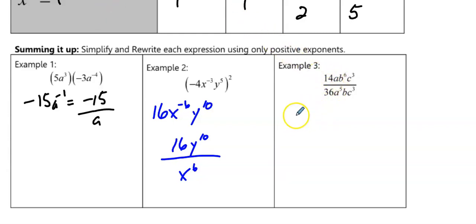14 over 36 will reduce to 7 over 18. I have more a's on the bottom, so we're going to go a to the 4th. More b's up top, so b to the 5th, 6 minus 1. And c cubed over c cubed is 1, so there's our answer. 7b to the 5th over 18a to the 4th.